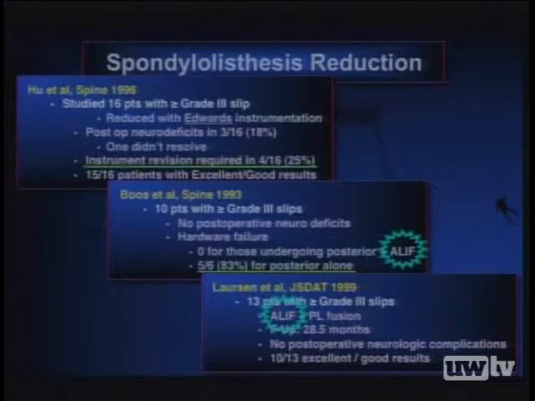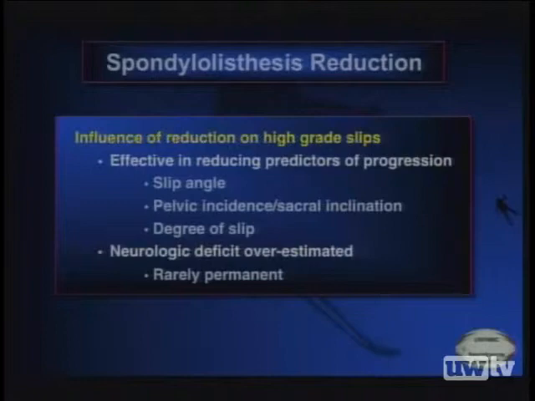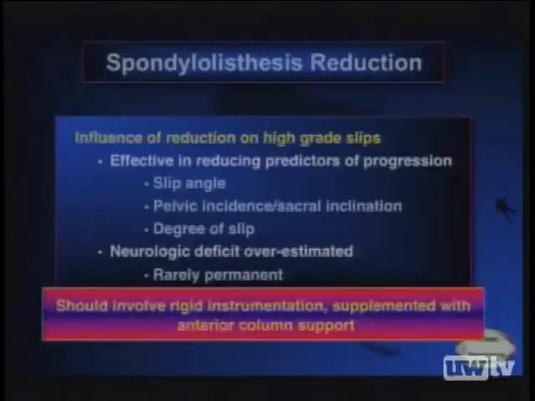So the influence of reduction of high-grade slips seems to be effective in reducing the predictors of progression, and the neurologic deficits appear overestimated. I mean, the one thing you hear is you don't reduce them because you get L5 radiculopathies. But they do occur, certainly. They seem to be rarely permanent, and there isn't a huge literature supporting the high estimates that you tend to hear in terms of rumor. It seems that treatment should involve rigid instrumentation supplemented with anterior support for the high grades.